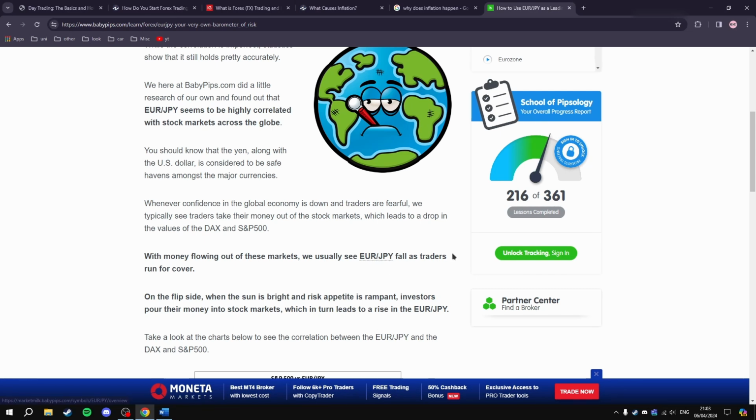EUR/JPY falls because fewer people are trying to convert their JPY into euros in order to buy the stocks. But if the stock market is good, then more people are going to try to convert their domestic currency into euros. So therefore, there's going to be an increased demand for euros, which increases its currency value. So euro is going to strengthen against JPY.